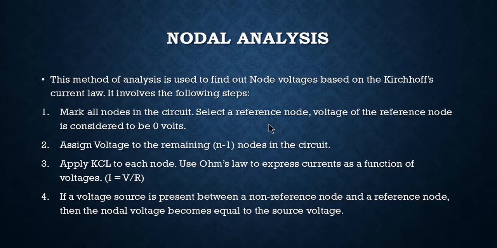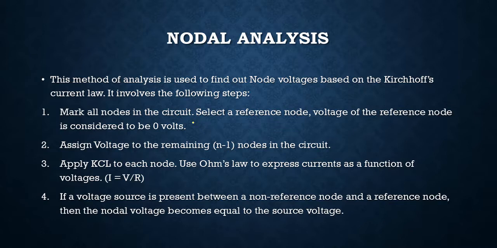So what are the steps that need to be followed while performing nodal analysis? Let's see that this method of analysis is used to find out node voltages based on Kirchhoff's current law, and it involves the following steps. As step number 1, mark all nodes in the circuit. First of all, the step that you need to do is that you need to mark all nodes in the circuit, right? And then the second step is to select a reference node.